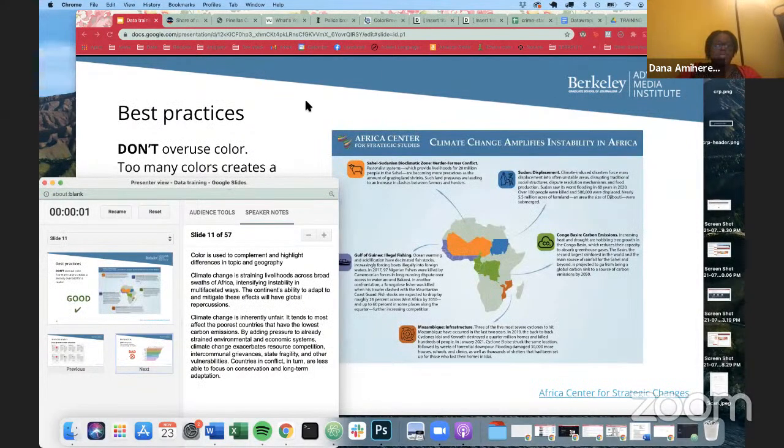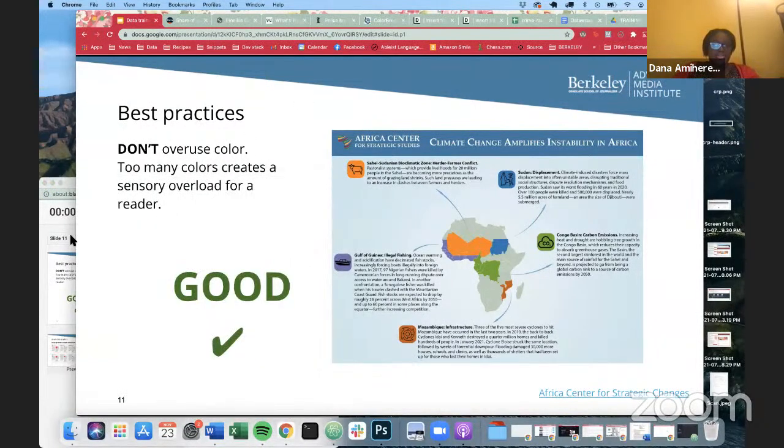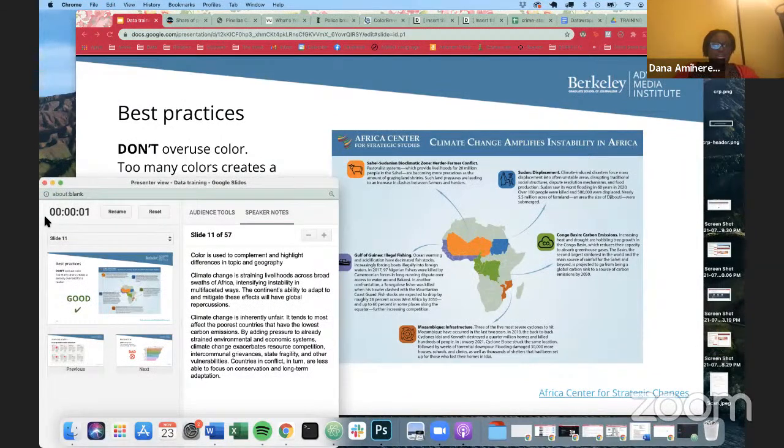Okay. So let's talk about some best practices for creating some of these data visualizations. We've talked about some characteristics of really good data visualizations. So let's talk about how to make them. One of the most important things when you're talking about data viz is color. One of the worst things that you can do is overuse color. When you've got too many colors, you've got kind of a sensory overload going on.